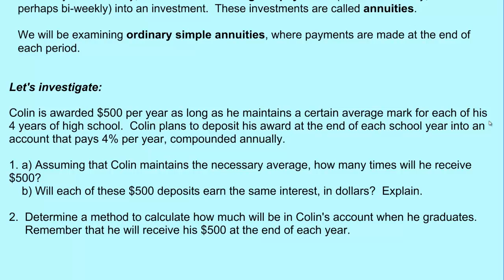After that, we're going to try to determine a method to calculate how much will be in Colin's account when he graduates. Just remember that he will receive another $500 at the end of each year. Well, let's start with question 1a. It says, assuming that he maintains the average, how many times will he receive $500? Well, if he's rewarded $500 at the end of every year for 4 years of high school, this one seems pretty obvious, but he's going to earn it 4 times.